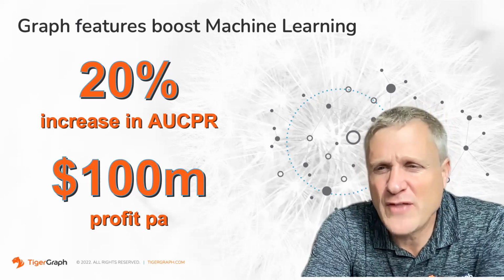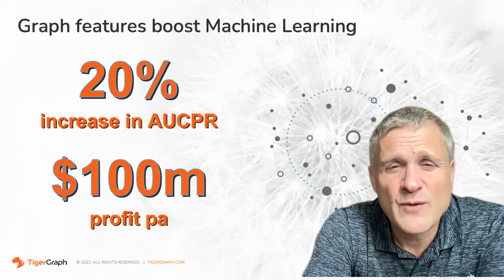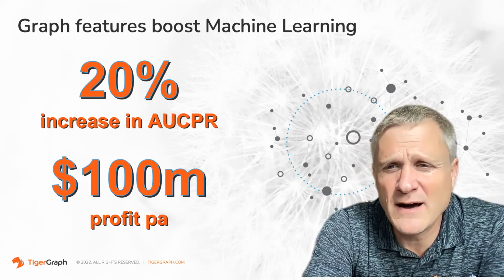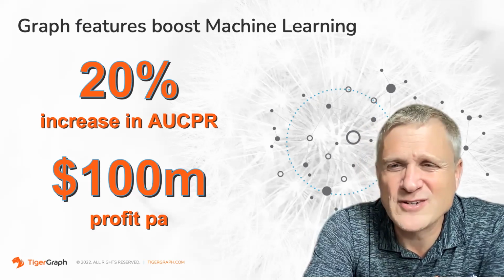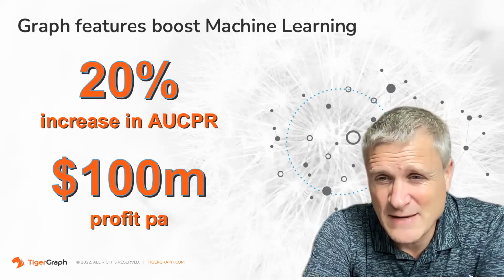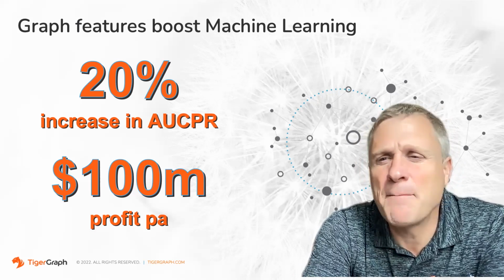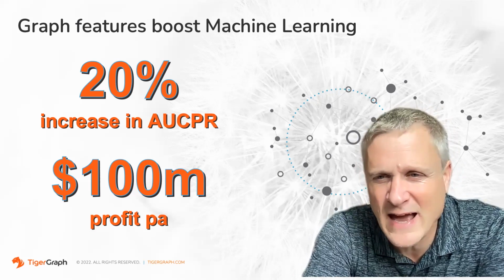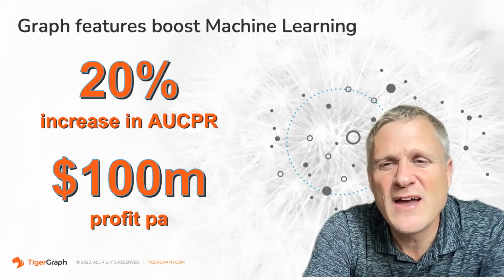We found that even on their highly tuned models, we were able to get a 20% increase in AUC-PR. That's precision recall, area under the curve. That's a really key metric. And that's a massive step up, right? It's a massive step up. And we've done that, and I'll tell you how you do it in the next talk.